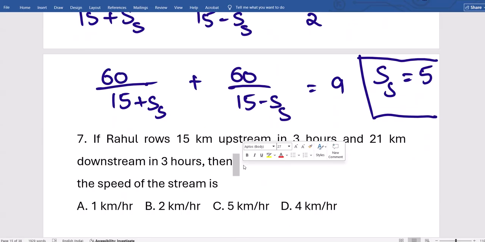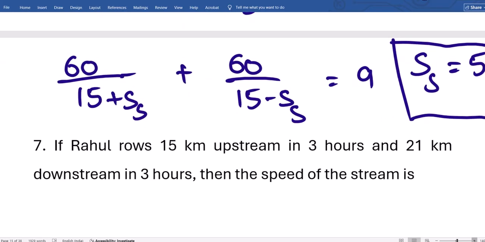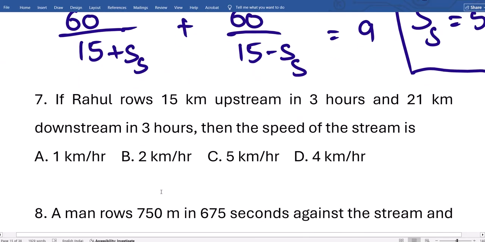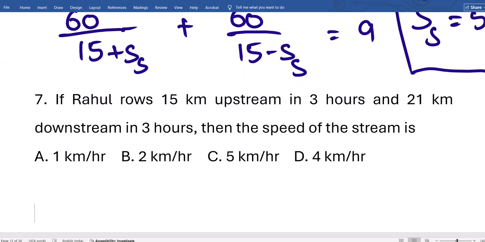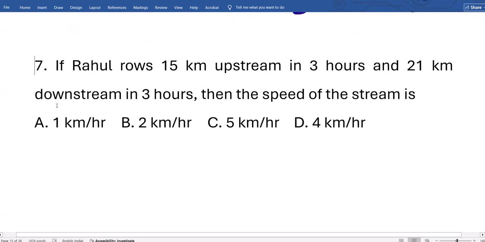Next question also regarding boats and streams. I believe you can handle this now. Rahul traveled 15 km upstream in 3 hours, 21 km downstream in 3 hours. Then the speed of the stream? Two terms: speed of the boat, speed of the stream. Here they are asking about speed of the stream.